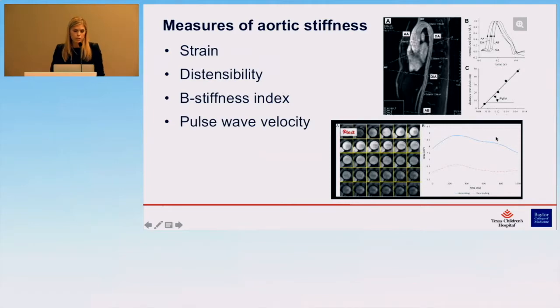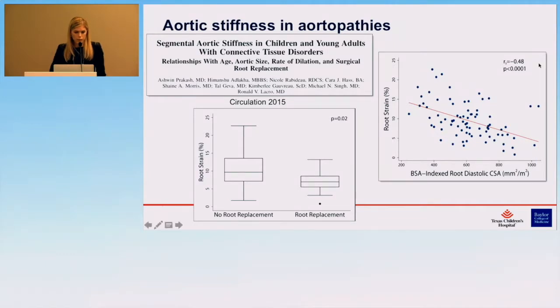We have certain measures of aortic stiffness, different ways to manipulate your numbers. You can use strain, distensibility, beta stiffness, pulse wave velocity. These can be done on both echo and MRI. And there is a paper, this is from Circulation a few years ago, looking at a mixed cohort of Marfan syndrome and TGFBR1 and TGFBR2 mutations. Again, they did not have dissection as an outcome, but root dilation. And patients who had lower strain, which is more stiff, were more likely to have a root replacement.